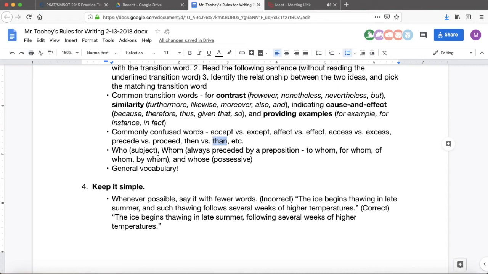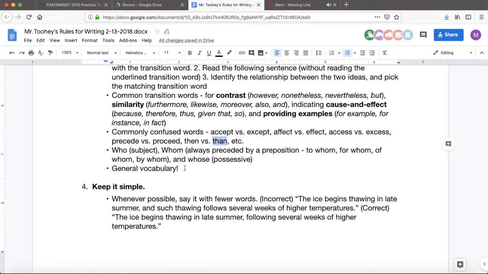Who are you going to prom with? Right? Who? That's the subject. Who are you going to prom with? With whom are you going to prom? That's the difference between the two. If it's got a preposition coming before it, you need whom. And that's all you've got to memorize. Okay? Also, last bullet point there, general vocab.